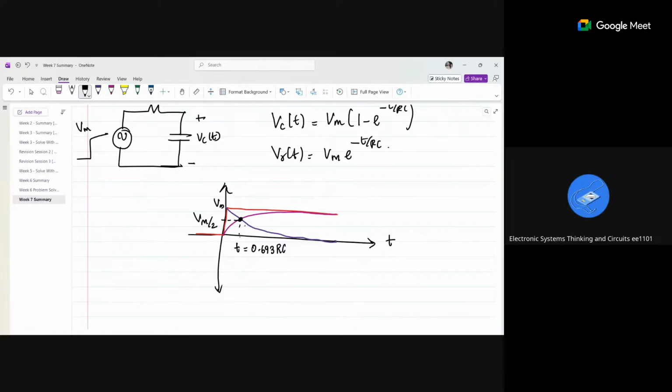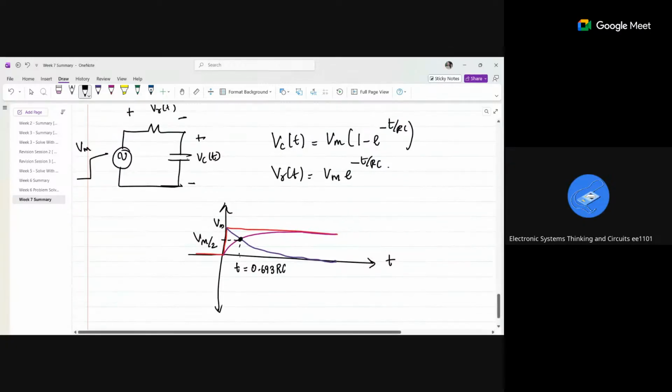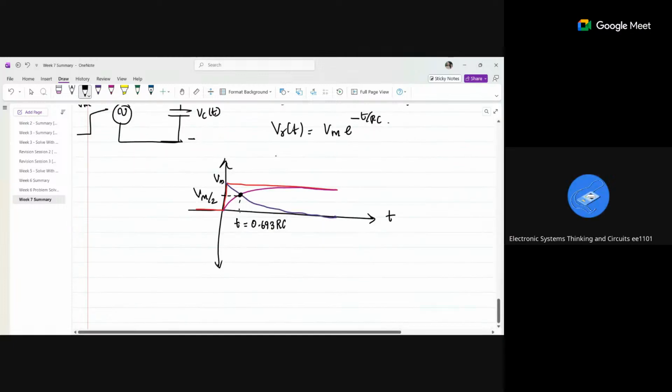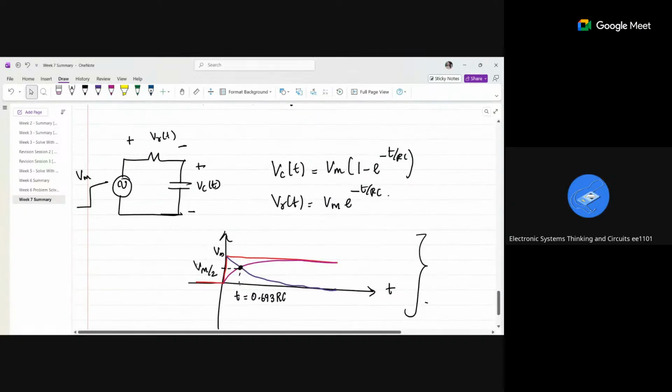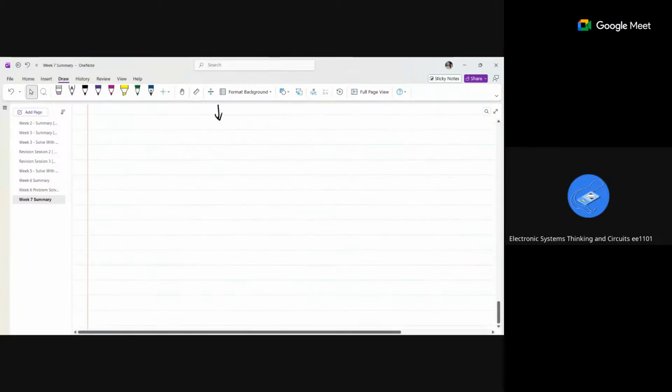So what does this graph say? If I am giving a DC signal or a step input, initially the voltage across the resistor is high, right? As time goes on, the voltage across the capacitor will become Vm, right? So this is one thing you should remember. Now we are going to the high pass filter.